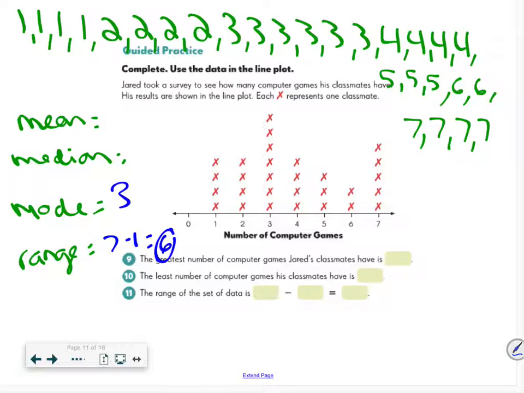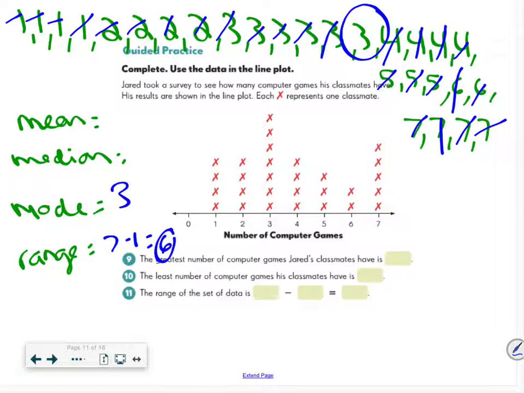Median is my middle number. I'm going to do this. 1, 2, 3. 1, 2, 3. 1, 2, 3. 1, 2, 3. 1, 2, 3. 1, 2, 3. 1, 2, 3. 1, 2, 3. 1, 1. 3 is my median.